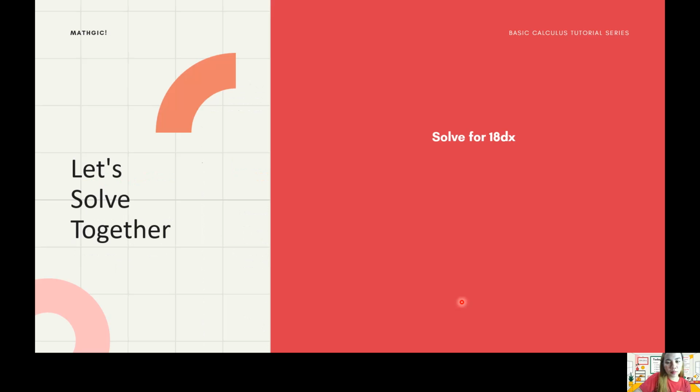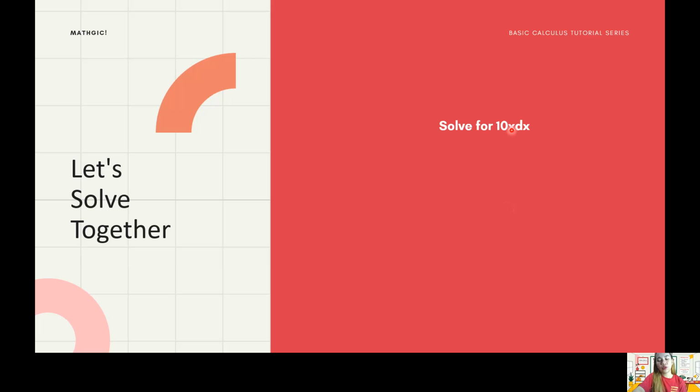The first one is we have to solve for d/dx of 18. We're gonna solve this using the first rule, which is the constant rule. The answer will be d/dx of 18 equals 0 because we only have here the constant 18, and the derivative of any constant according to the constant rule is 0. Next, we have to solve for d/dr of r using the identity rule, which states that d/dr of r will be equal to 1.